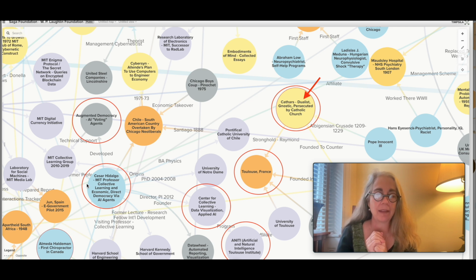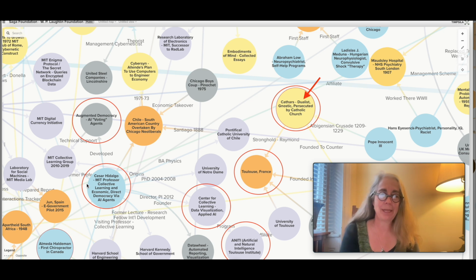Center for Collective Learning, Data Visualization and Applied AI, and created something called the data wheel, automated reporting visualization. And so this Center for Collective Learning and Data Visualization, which again, you think of all the things that are being automated, including, supposedly, images of your aura. And that program eventually closed down at MIT, and he then relocated to Toulouse, France. And the program was called ANITI, Artificial and Natural Intelligence Toulouse Institute. And it was affiliated with the University of Toulouse.